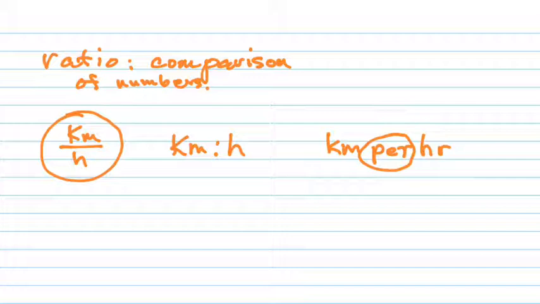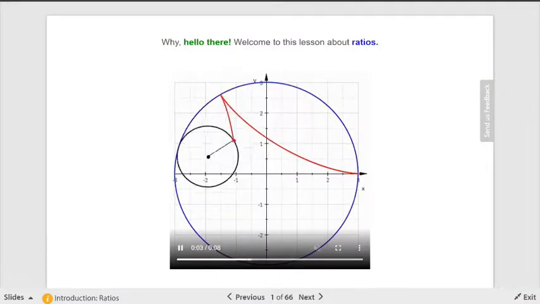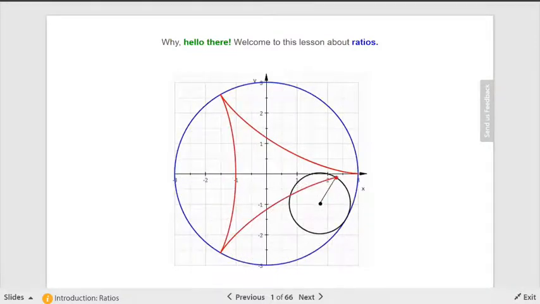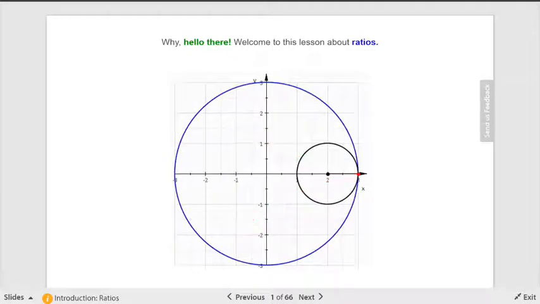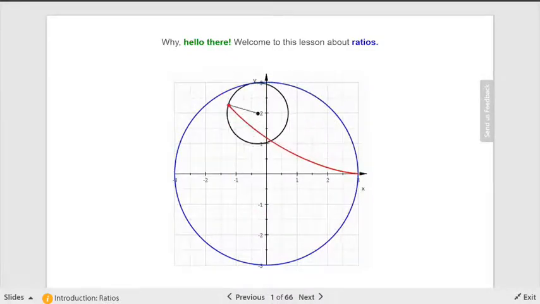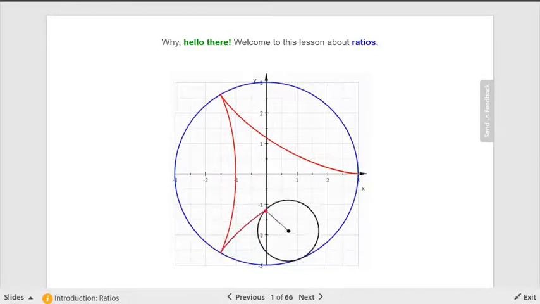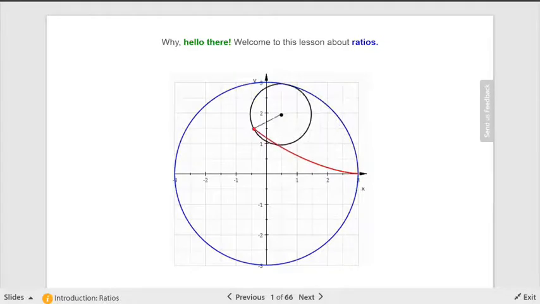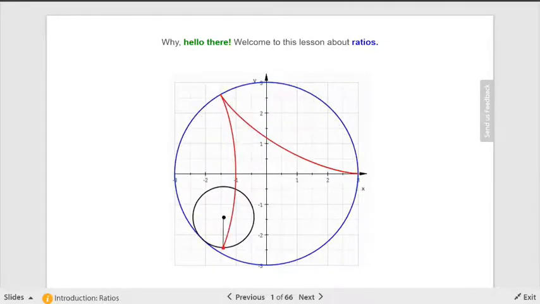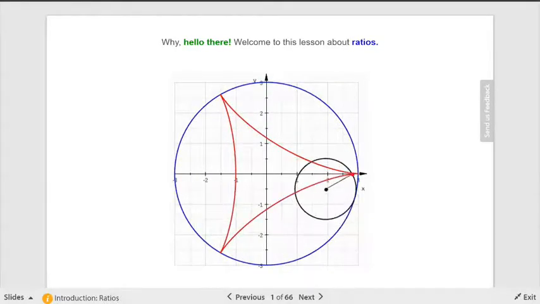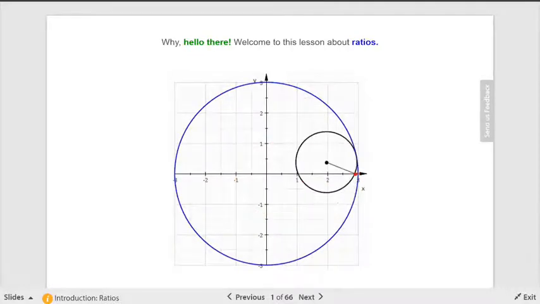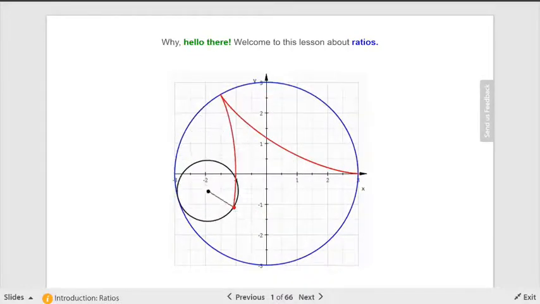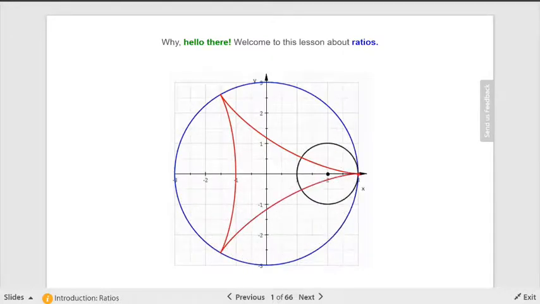All right, so let's look at our Education Perfect so that we can go through some examples. Okay, so here we go. We're going to learn about ratios. And ratios were originally developed to describe things that are happening in geometry. So if you look at this, as the small circle spins, how many times does that red dot hit the blue line of the big circle? 3 times. That means that the bigger circle is 3 times bigger than the smaller one. Pretty cool, huh?